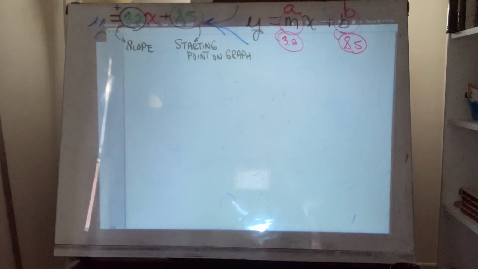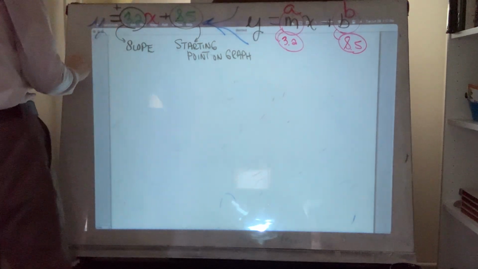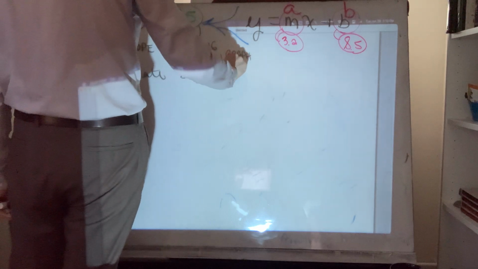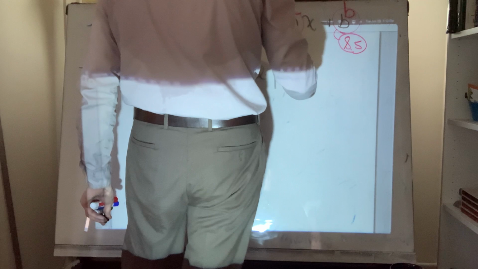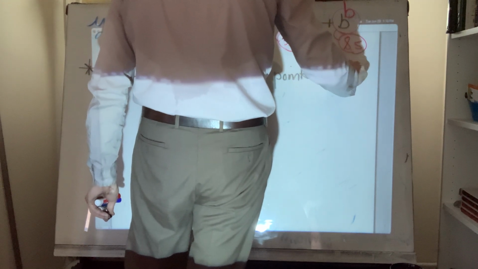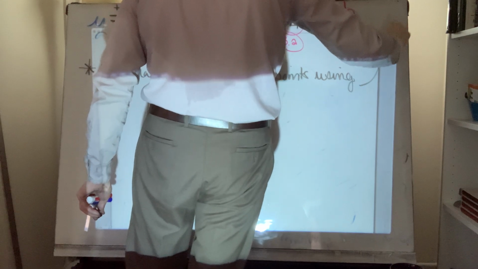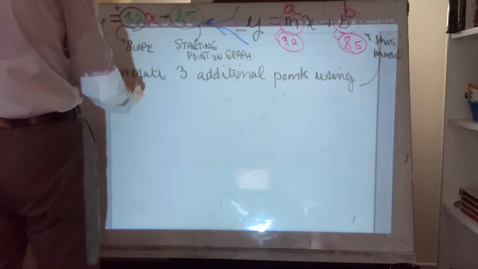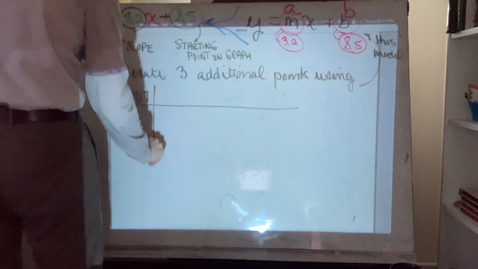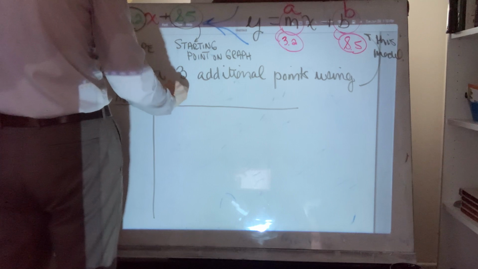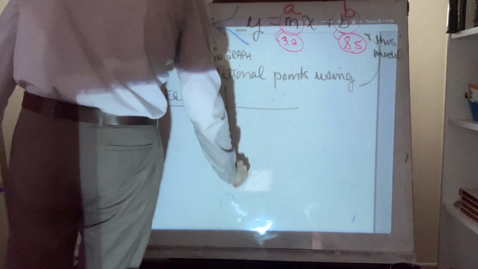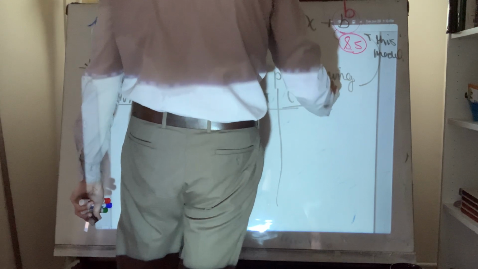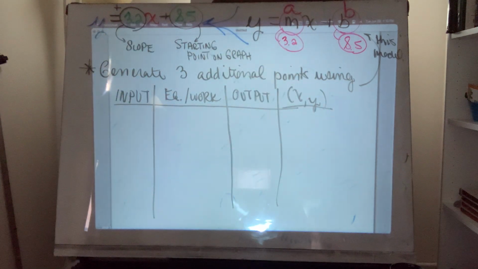And I'll do the calculations here. We're going to basically generate 3 additional points using this model. We do that the old-fashioned way. Remember, we have an input, the actual function or the equation, and the work involved, and then we'll get an output, and then we can pair them together as ordered pairs, x and y. It's a little brute force, but it definitely is practical.